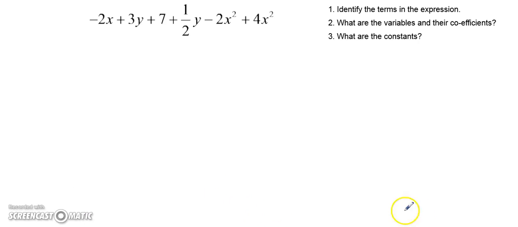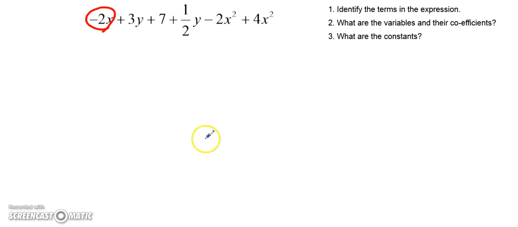So let's look at this expression. Go ahead and hit pause now, copy it down, and try to do part 1, 2, and 3 listed on the side. I'm going to go ahead and carry on. I'm going to use some colors. Okay, I'm going to use red to circle all of my variables, or my terms that have a variable in them where my variable is x.